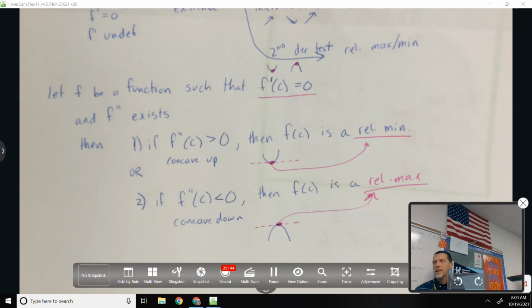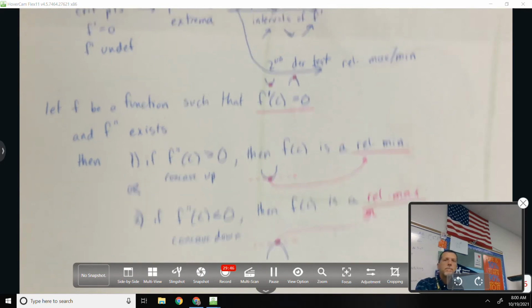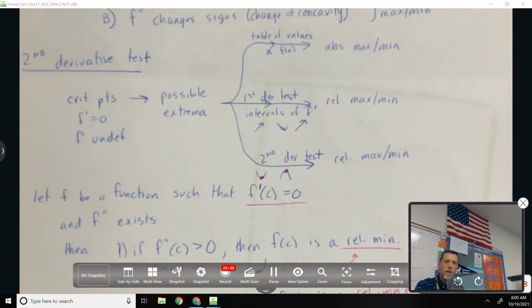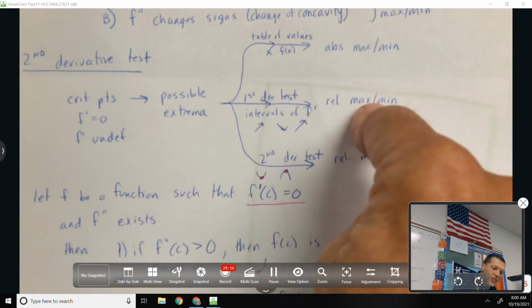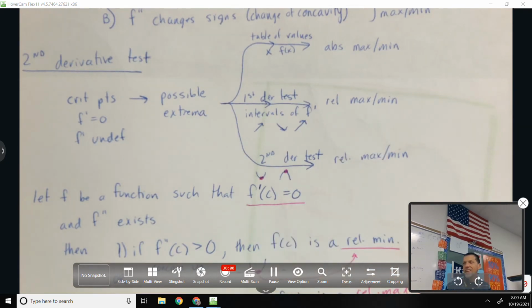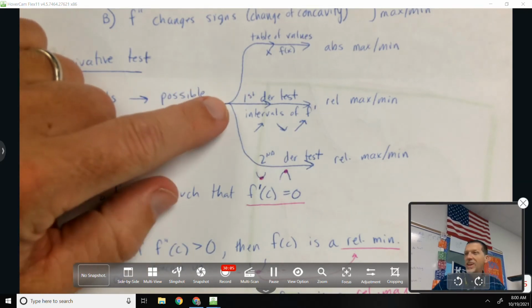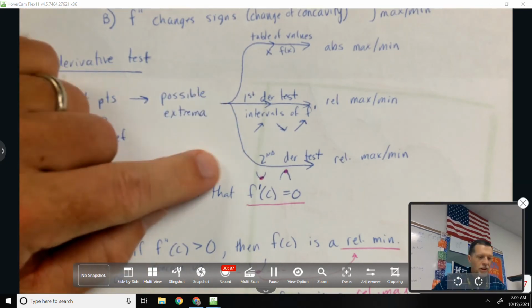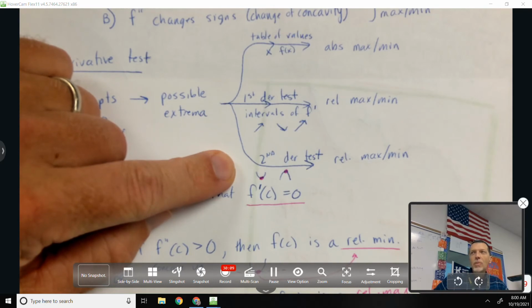So if we can find relative max and relative minimum with the first derivative test, why do we do the second derivative? Okay, great question. Question was, if we can use the first derivative test to find a relative max and min, why do we even need the second derivative test? It's a good question, and you're right, but that's a big if. If we can do this, then we don't need this. You are right.